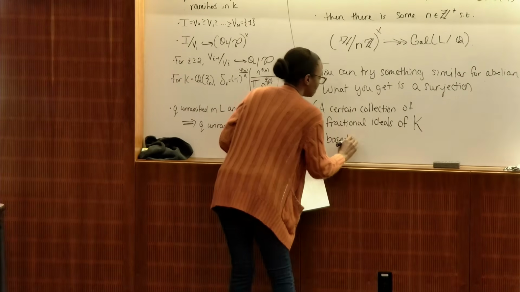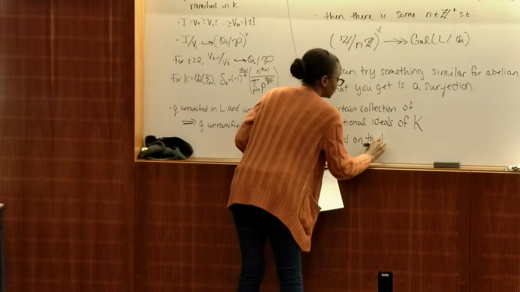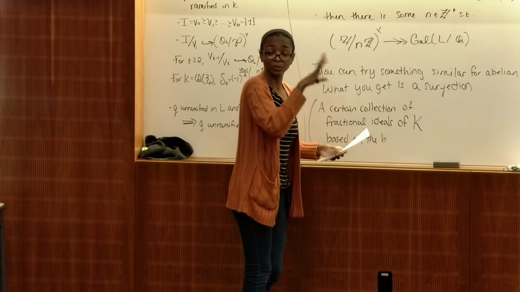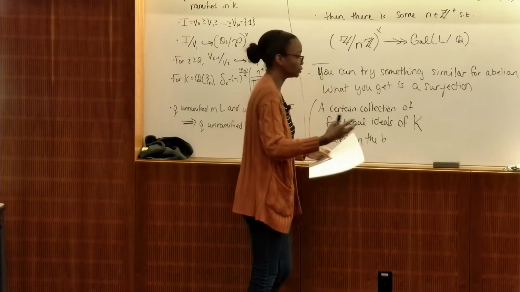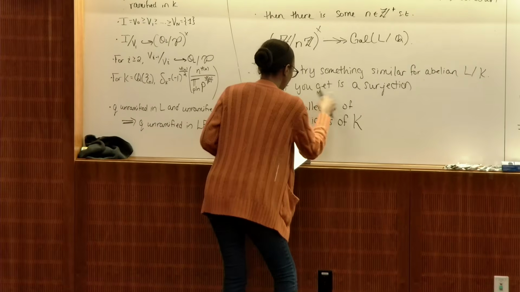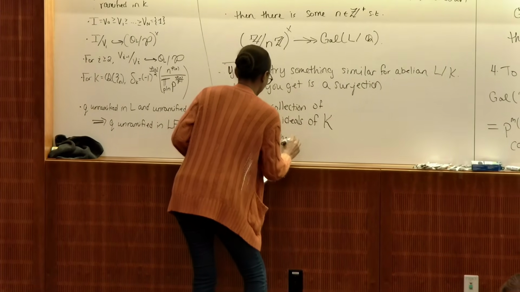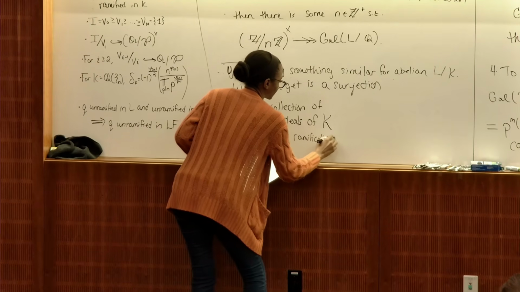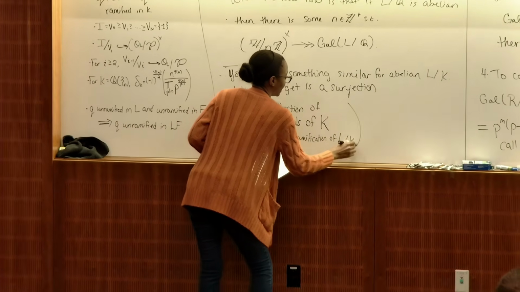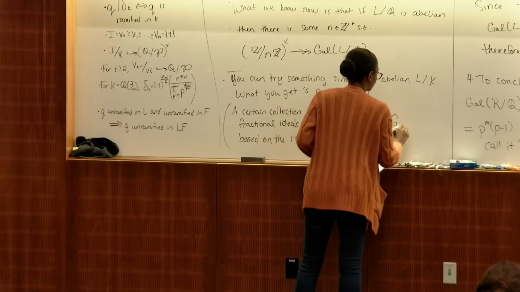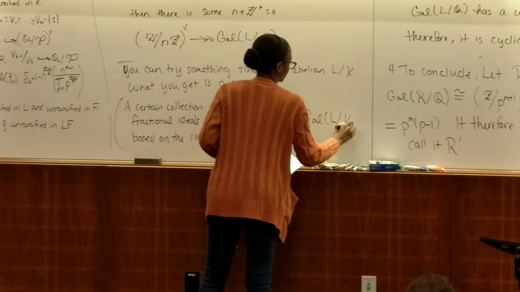that you know based on the ramification in L, because that's really what our last few steps were about, right? We were restricting ourselves to a case where we really understood the ramification of L over Q. We do something similar here. So you choose a collection of fractional ideals based on the ramification of your extension L over K. And for the right choice, you get a surjection onto the Galois group.